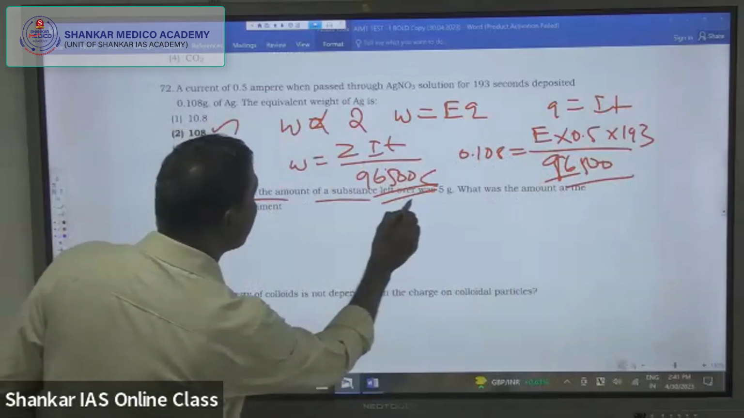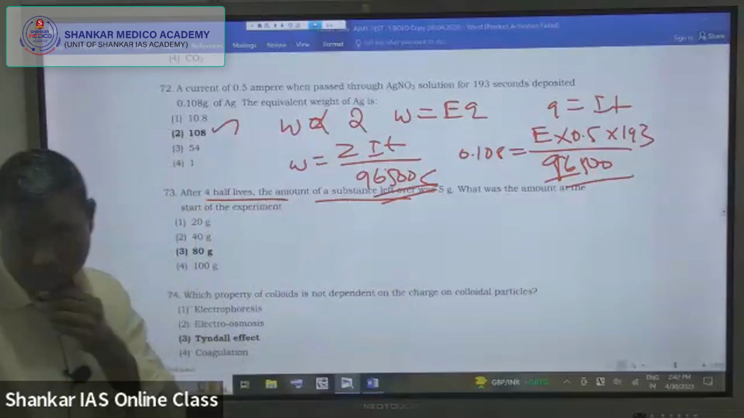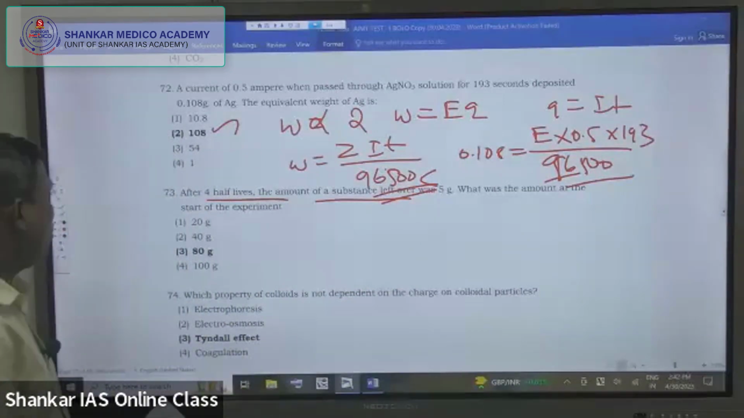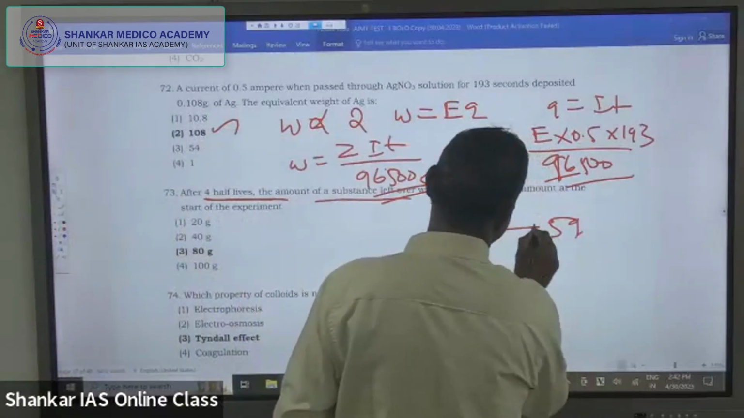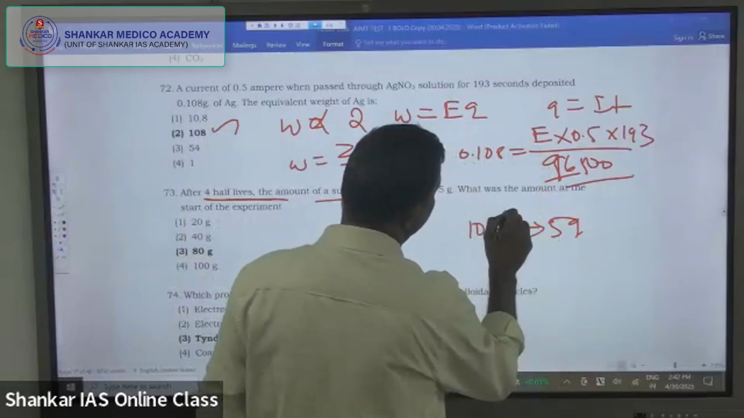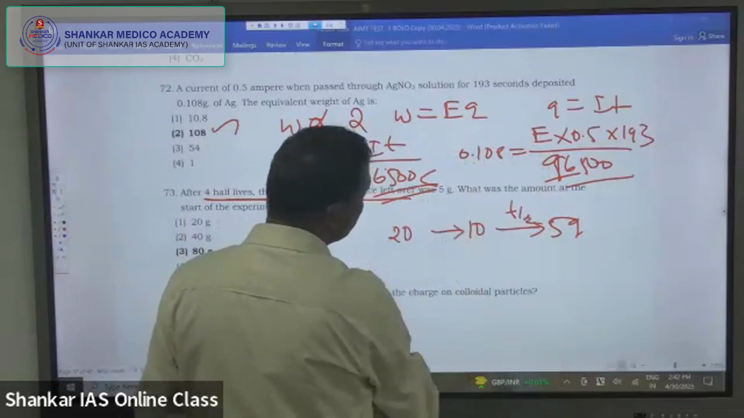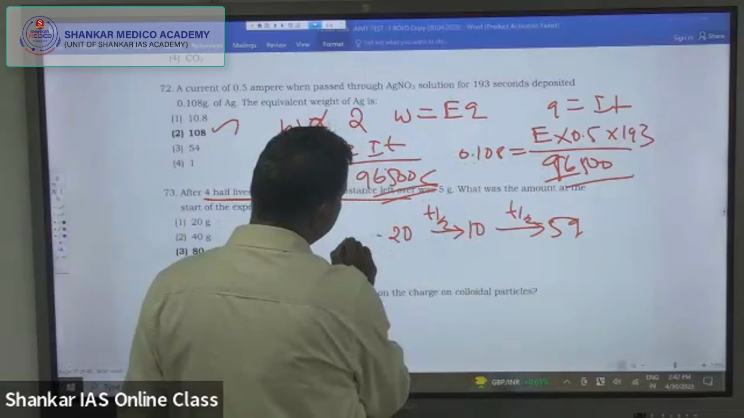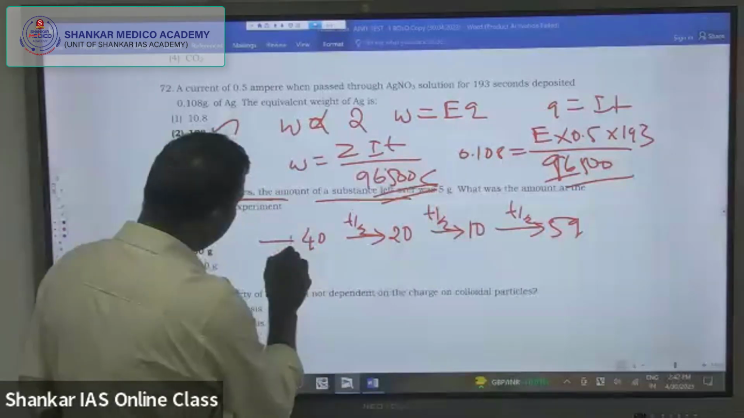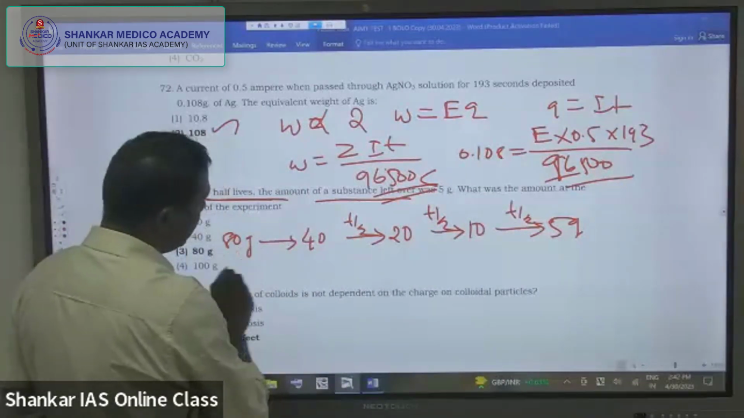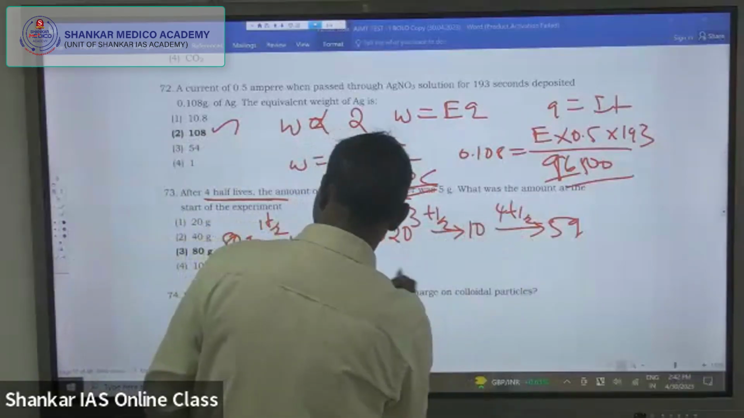And this type of question: what was the amount at the start of the experiment? Generally, 4 half-lives, just do the back work. 5 grams starts from 10 grams because of the half-life. And 10 grams means the starting material is 20 gram, then 40 gram, then 80 grams. This is the first half-life, second half-life, third half-life, fourth half-life. So 80 is the starting material.